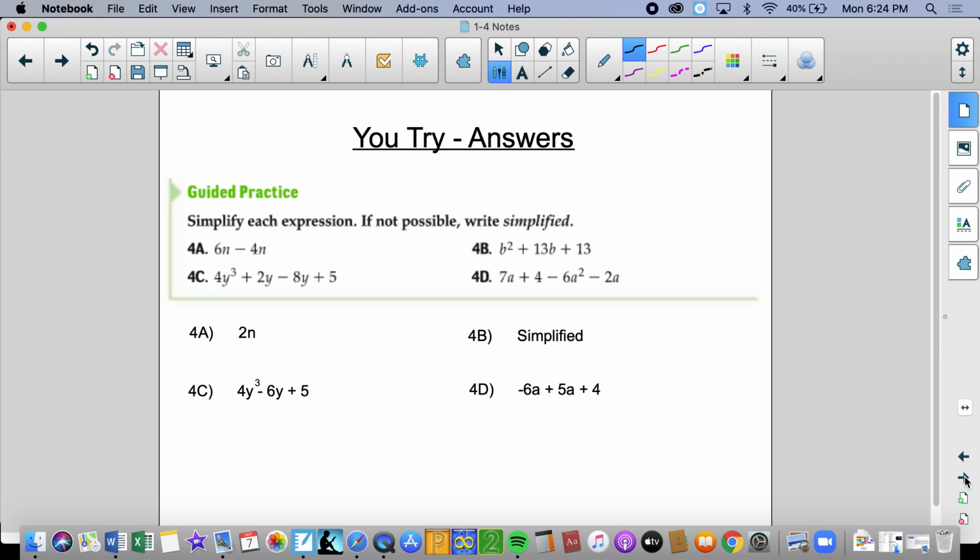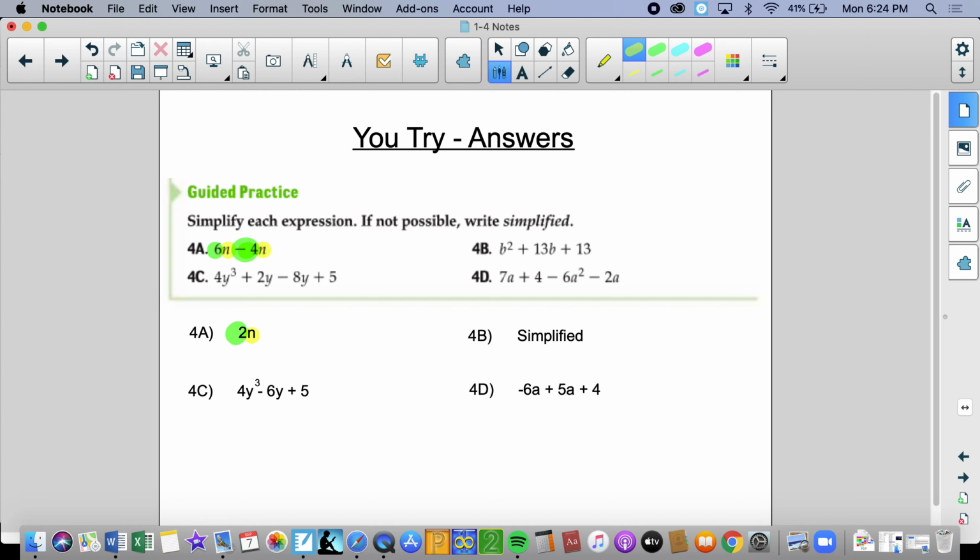Okay, so we have like terms because they both have the same variable to the same exponent. So we're going to combine their coefficients. Coefficient is 6 and negative 4. So 6 and negative 4 make positive 2, and then you pull down the variable, 2n. Let's look at B. So you've got three terms here. You've got b squared, you got 13b, and 13. No like terms because you don't have the same variable with the same exponent, and you have no similar constants. So that is simplified. You cannot combine any of those three terms together.